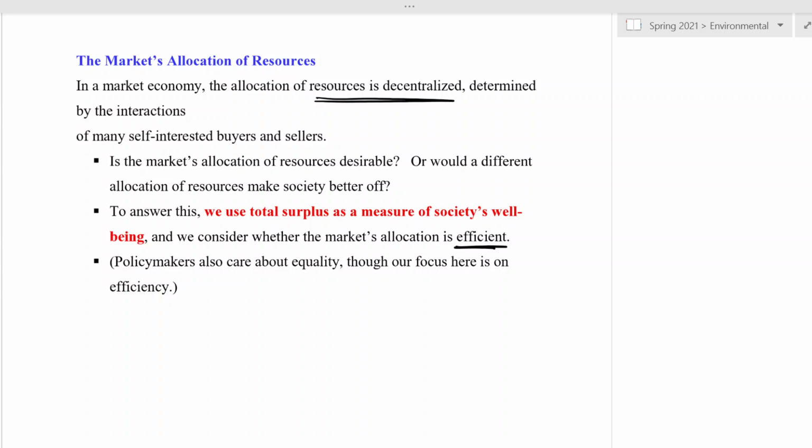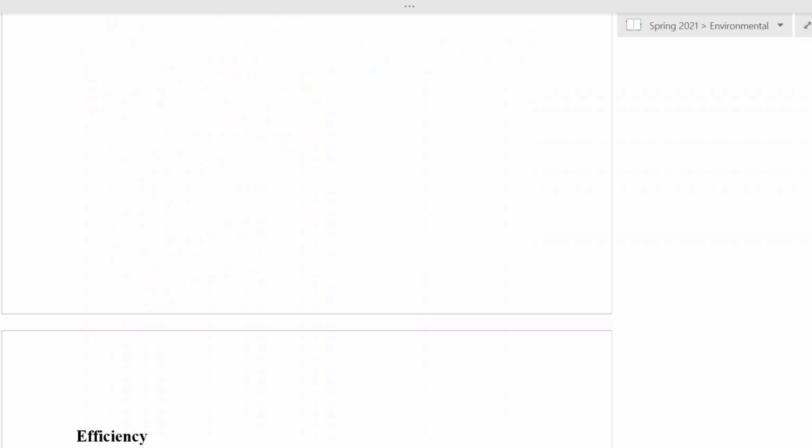So there are different things to consider. We can think about efficiency, equality, equity, and so many other things. Here we're specifically focusing on efficiency, and we'll leave equality to talk about in separate videos. Okay, so let's see if this is efficient.